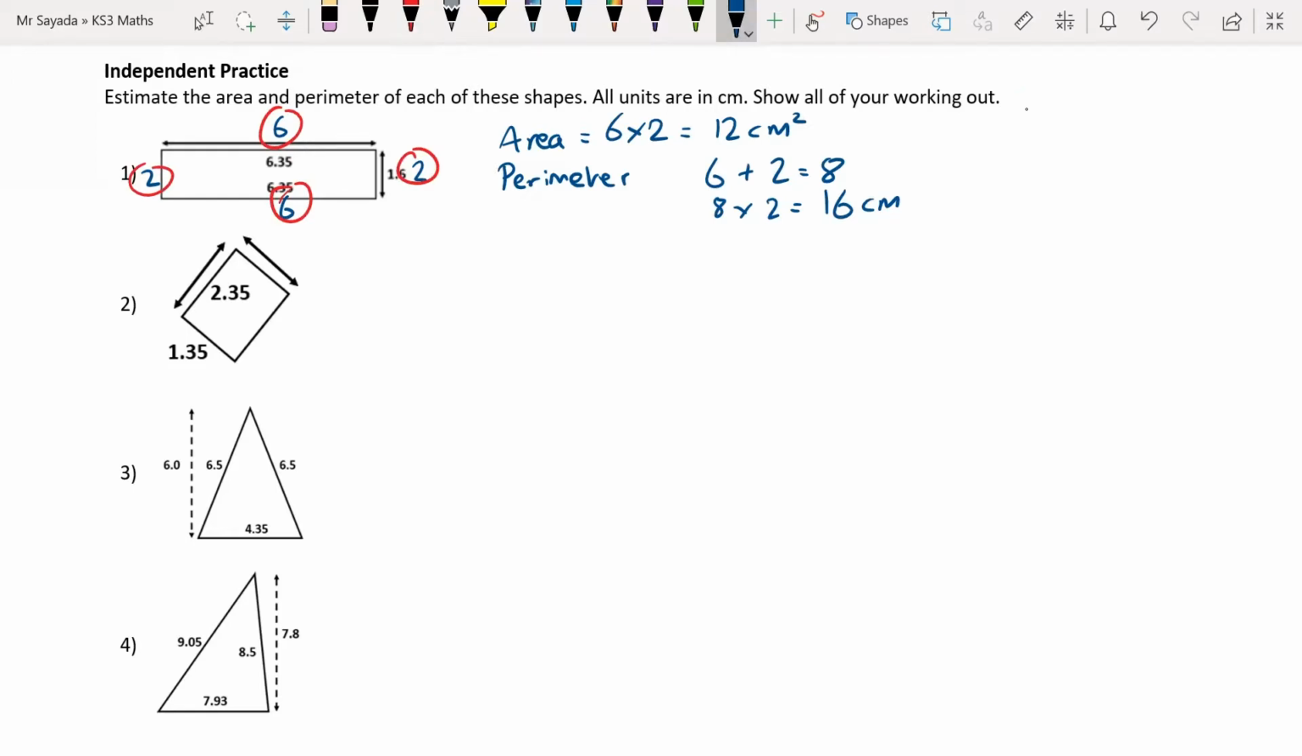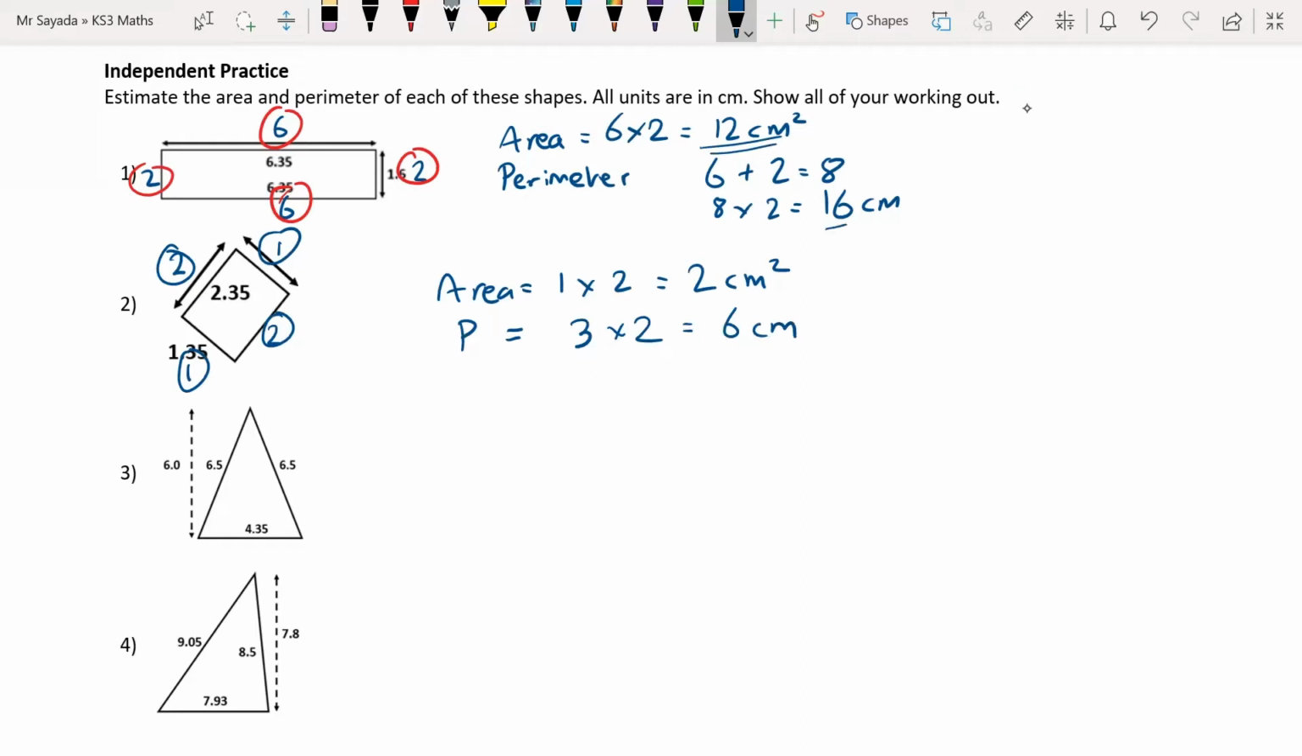That's another 8. 8 plus 8 is 16. Let's go through the next one. So the 2.35 becomes 2. So both of these sides are 2. The 1.35 becomes 1. So both of these sides are 1. So my area will be 1 times 2, which is 2 centimeters squared. My perimeter, I'm just going to write that as P. So we have 1 and 2, which makes 3. And we have another 1 and 2, that's another 3. So we're going to do 3 times 2, which is 6 centimeters. Just going to underline the answers so you can see them clearly.